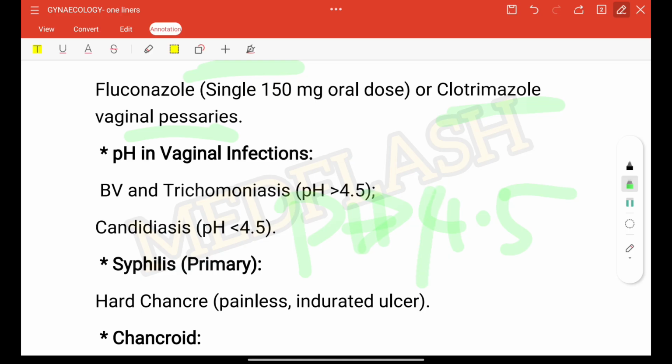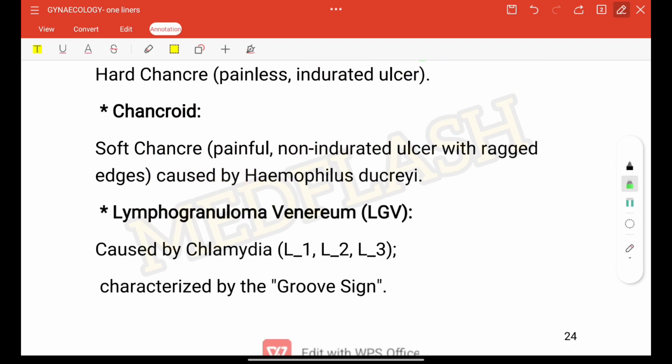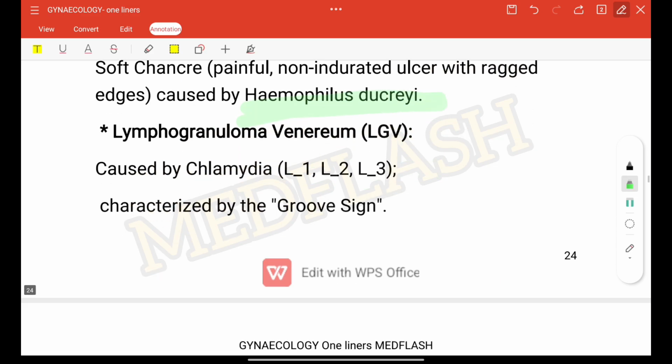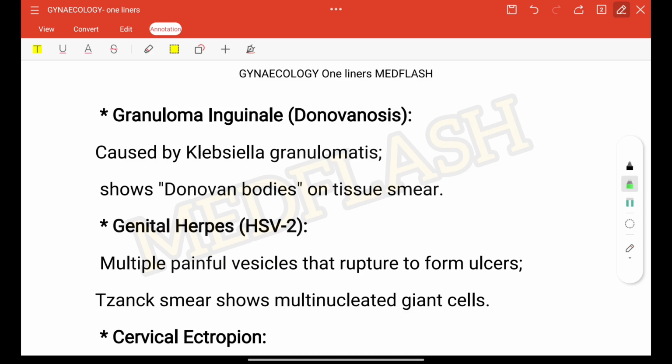Primary syphilis: hard chancre, a painless and indurated ulcer. Chancroid: soft chancre, a painful non-indurated ulcer with ragged edges, caused by Haemophilus ducreyi. Lymphogranuloma venereum is caused by chlamydia, characterized by the groove sign, which is important. Granuloma inguinale, Donovanosis, caused by Klebsiella granulomatis, shows Donovan bodies on tissue smear.